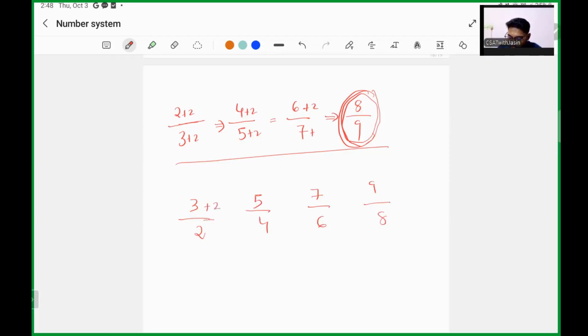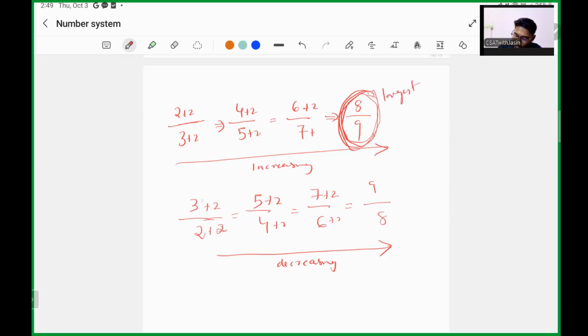Now if I am adding the same value 2 to the numerator and denominator, here I am getting 5 by 4. If I am adding 2 here, I am getting 7 by 6. If I am adding 2 here, I am getting 9 by 8. So it will be decreasing like this. If it's an improper fraction, it will be decreasing. If it's a proper fraction, it will be increasing. So here 8 by 9 was the largest fraction. Here 3 by 2 is the largest fraction. So you understood the difference. Is this okay with you?